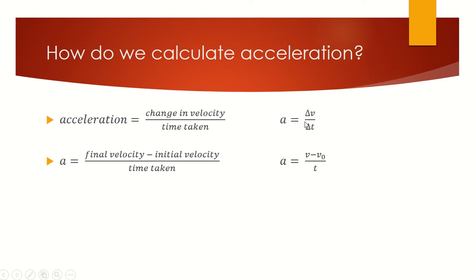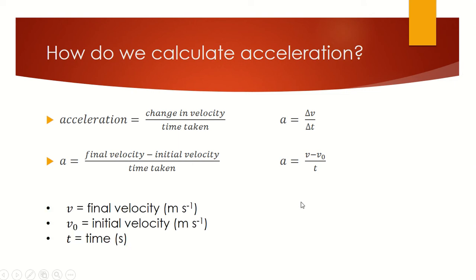Now, this change in velocity is the final velocity, which we're going to give a symbol of v, and the initial velocity, which we're going to give a symbol of v0, because initial means a time of 0, so the 0 is for a time of 0. So acceleration is a change in velocity, the difference between the final and the initial, over a given amount of time. Velocity or speed is going to be measured in meters per second. Same with initial velocity. And our time, we need to make sure that's in seconds.